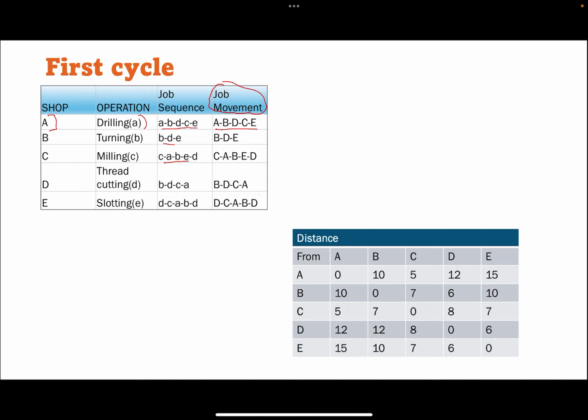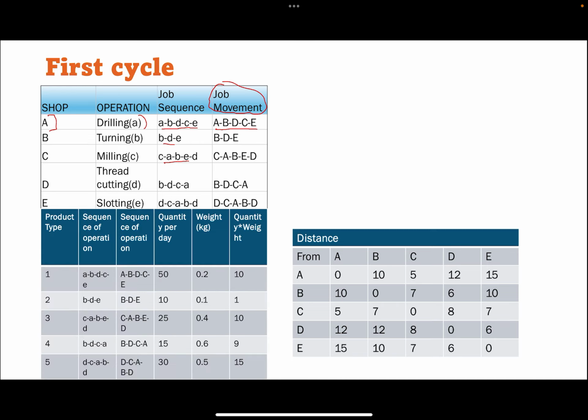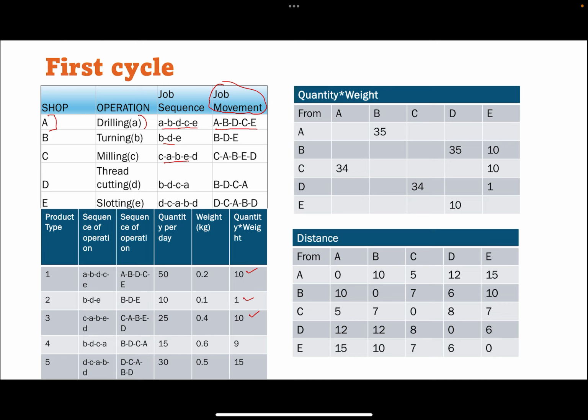So we have kept these in various shops. This is also given in the question: we have been given the sequence of operations A, B, D, C, E. Since we have placed these operations in the respective shops, capital A, B, C, D, E, you can see that the total quantity transported is 50 into 0.2, that is 10. For product type 2 it is 1, for product 3 it is 10, like that. All these were given in the question, and we have made a layout like this. Then we will check the total weight into distance transported. The next step is to find the quantity into weight, that is the total amount transported.